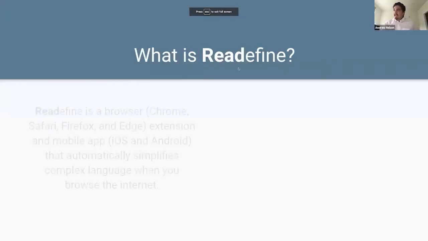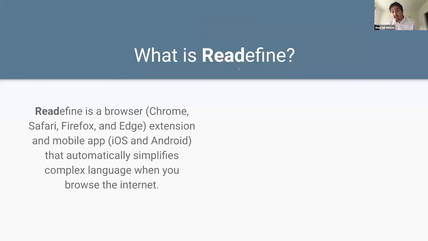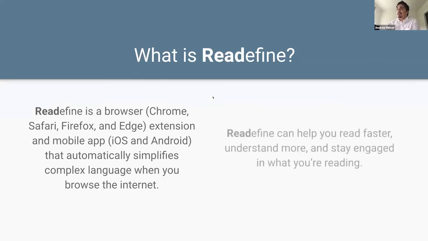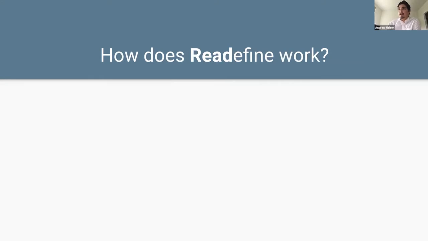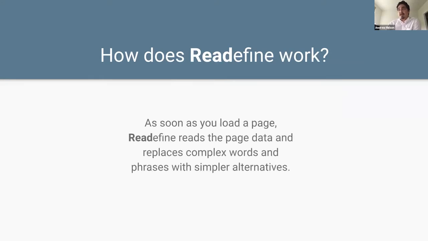Redefine is a browser extension, and it's also actually a mobile application as well, that automatically simplifies complex language when you browse the internet. It helps you read faster, understand more, and stay engaged in what you're reading. It works by reading the page data of any website that you go to and replacing complex words and phrases with simpler alternatives.